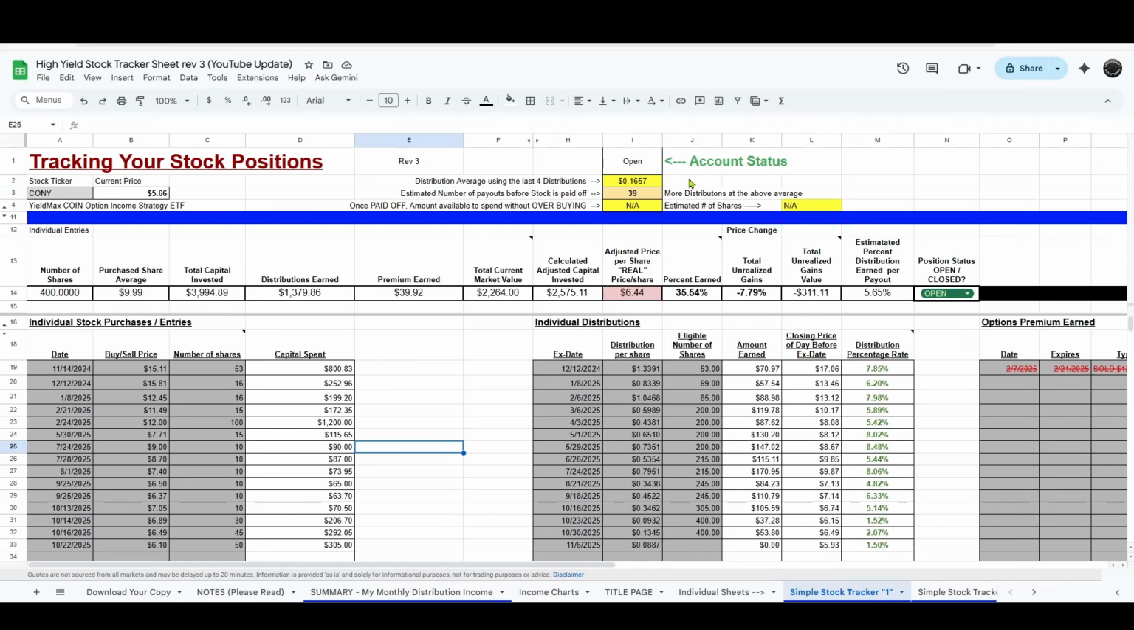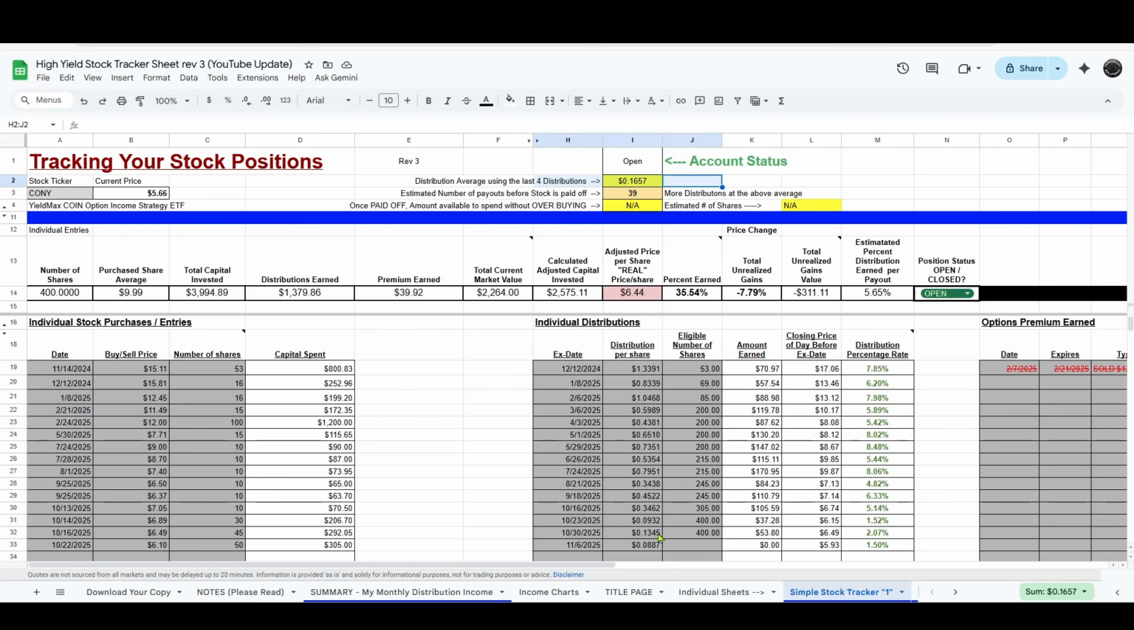One of the other changes I did make was I adjusted this distribution average. This is the average of our distribution payouts, okay? And this is the distribution per share that they're paying out. Before, it was the average of all of these, right? And that kind of throws it off a bit, because if the price continues to drop, so does the distribution. Taking the average of the overall is not really a good number to use so that you can calculate how many more distributions you need to get it paid off.